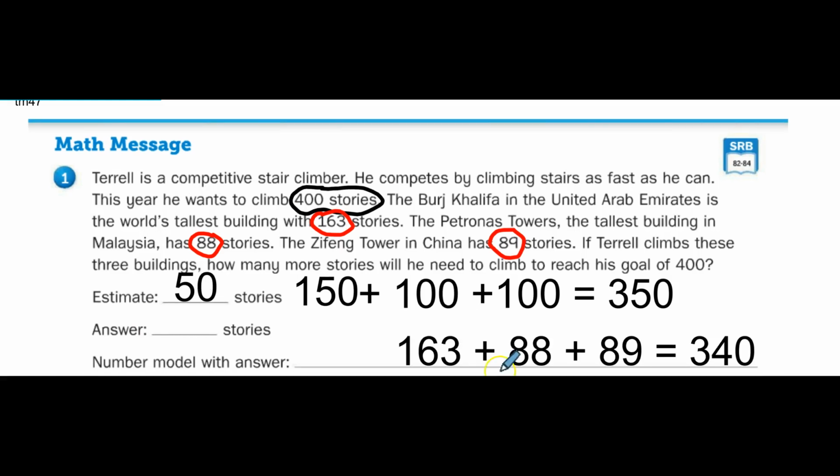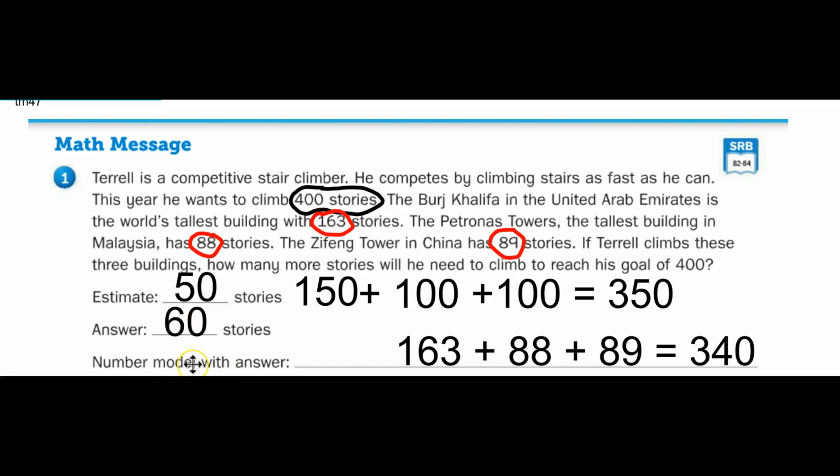So first, to find out exactly how many stories he's climbed when he climbs these 3 buildings, I add these 3 numbers, 163, 88, and 89, and I get a total of 340. That's what he climbed if he climbs these 3 buildings. So how many more stairs to get to 400? To get from 340 to 400, I would need to climb 60 more stories.